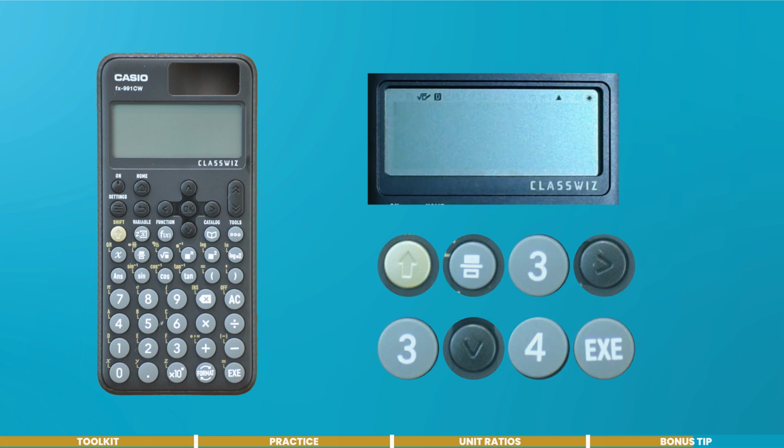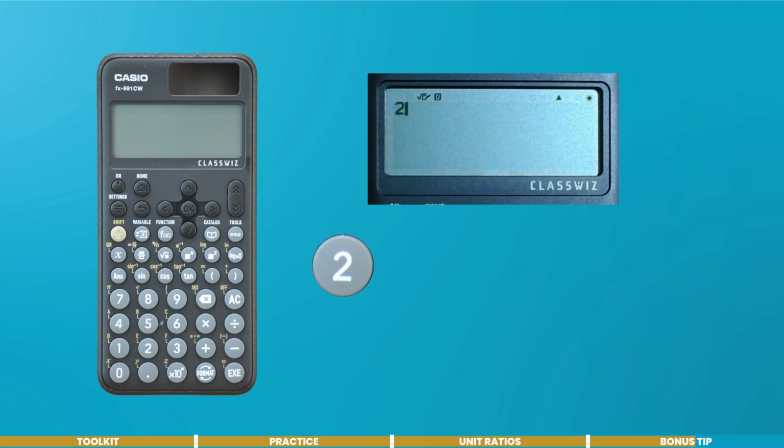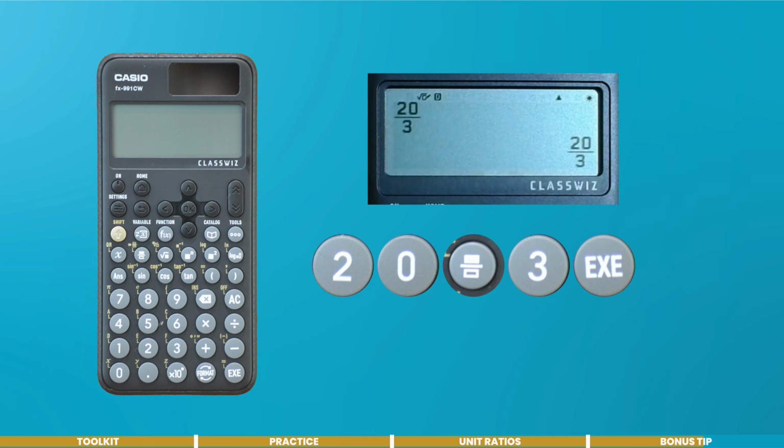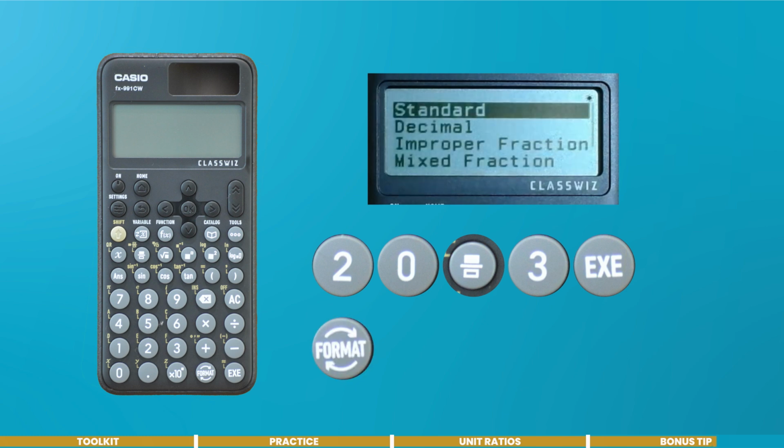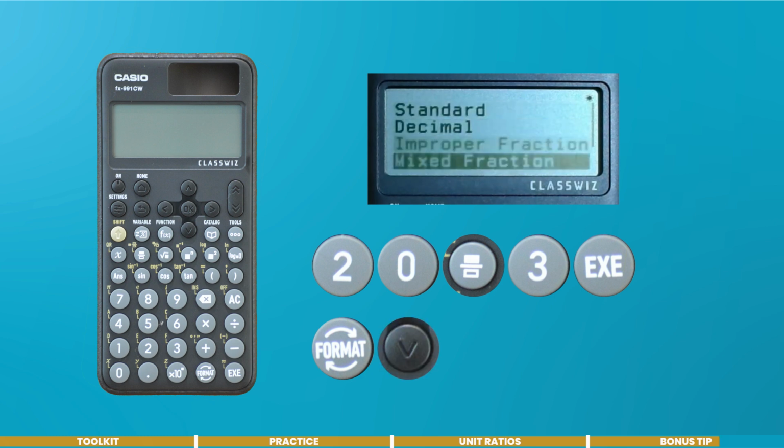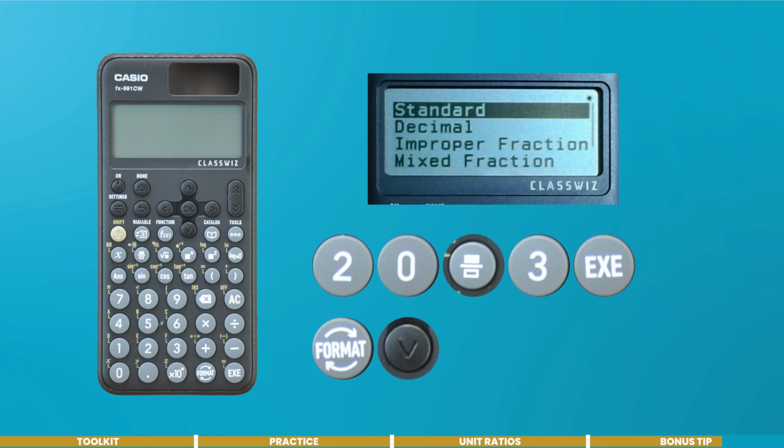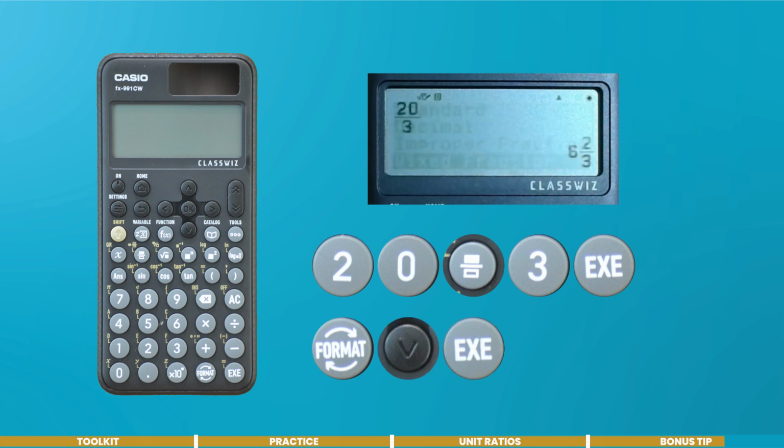And here's how to get your answer in the format you want. Let's start with a fraction of 20 over 3 and press equals. Oh, there's no change. But that's because it can't be simplified further. However, we can still change the format of our answer by using the Format button and choosing the one we want. We can choose from all of these. Let's try mixed fraction. Ace! It's now showing as 6 2/3.